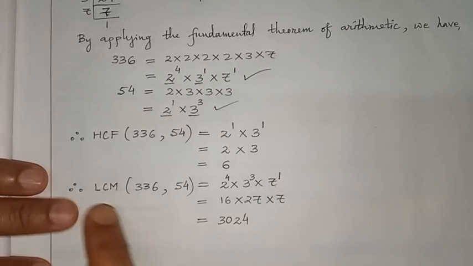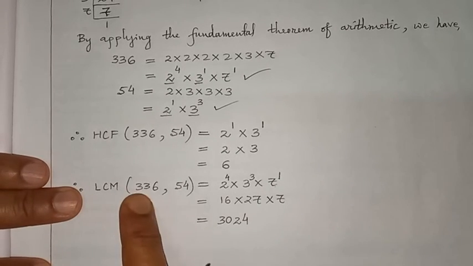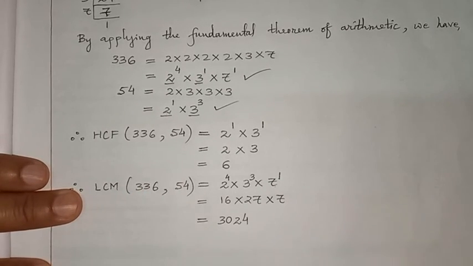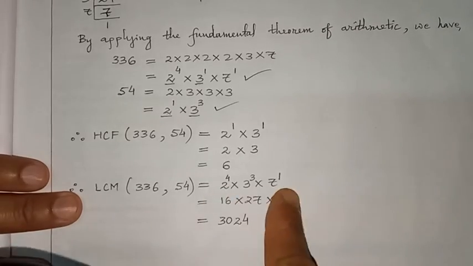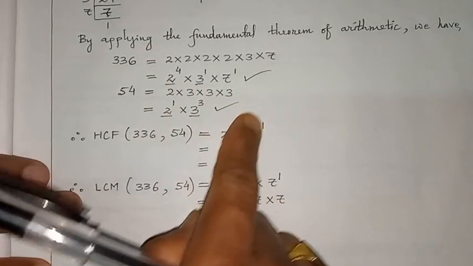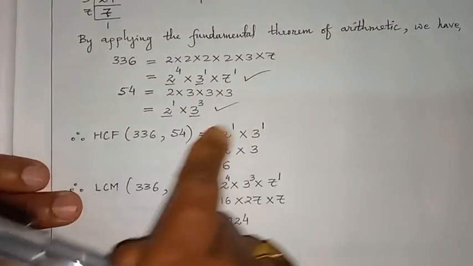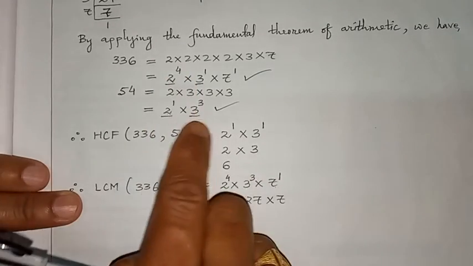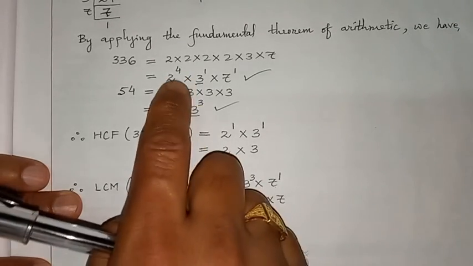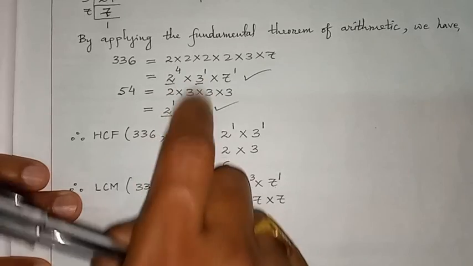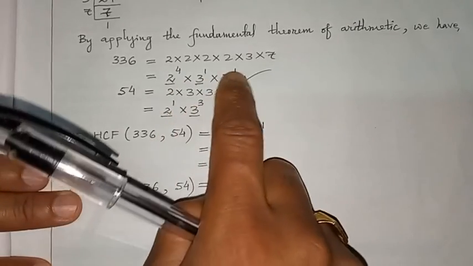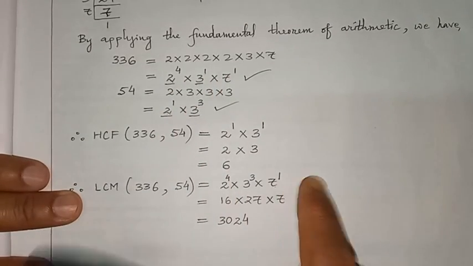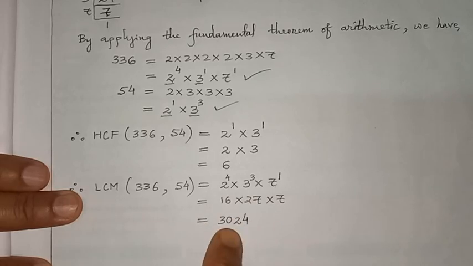And how did we find the LCM? Same thing we did. To find the LCM, what to do? We first write all the prime factors. 2 is present, 3 is present, 7 is present. There's no other prime number. So write 2, 3, 7, all, but with the highest power. For 2, 4 is the highest power. For 3, 3 is the highest power. And for 7, 1 is the highest power. Write all with the highest power. Then we multiply to get the answer.